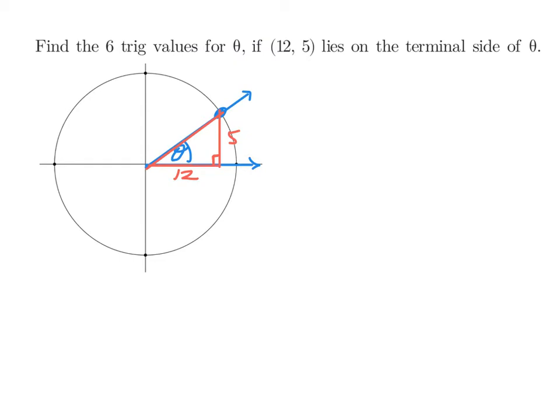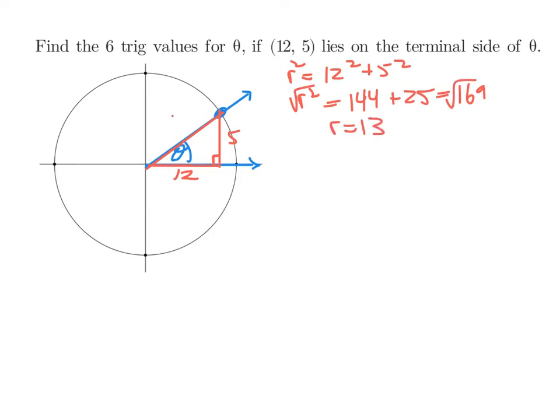Since we have a right triangle, we can use Pythagorean theorem to find out what that hypotenuse is. I'm just going to call that r because it's also the radius of this circle. And that'd be r squared is 12 squared plus 5 squared. So r squared would be 144 plus 25, which is 169. And when I take the square root of both sides, I get that r is 13. So that is that length, which is great because now I have a right triangle with all the values filled in.